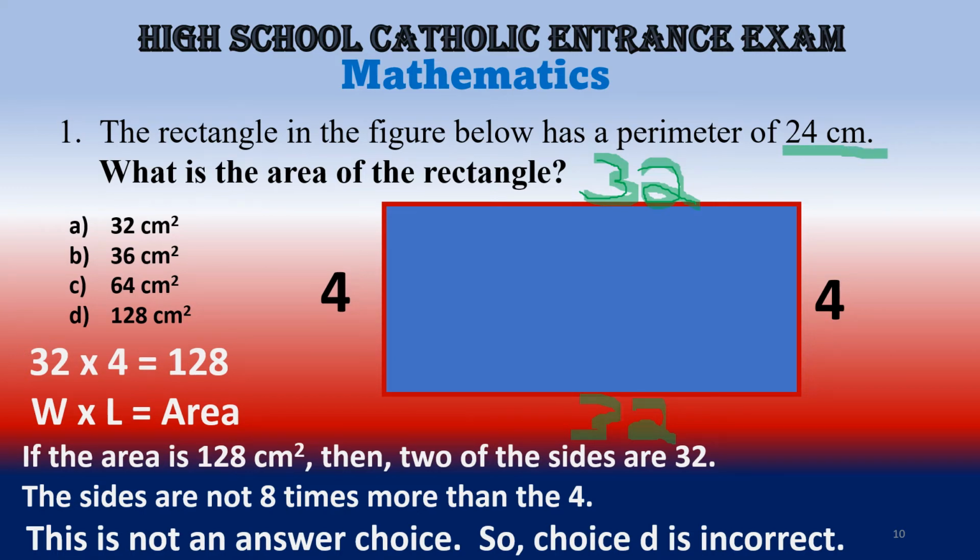And also, 32 times 4 is what? It's 128, but this just doesn't work. So we could have ruled this out, because that wouldn't have been the definition of a rectangle to begin with.